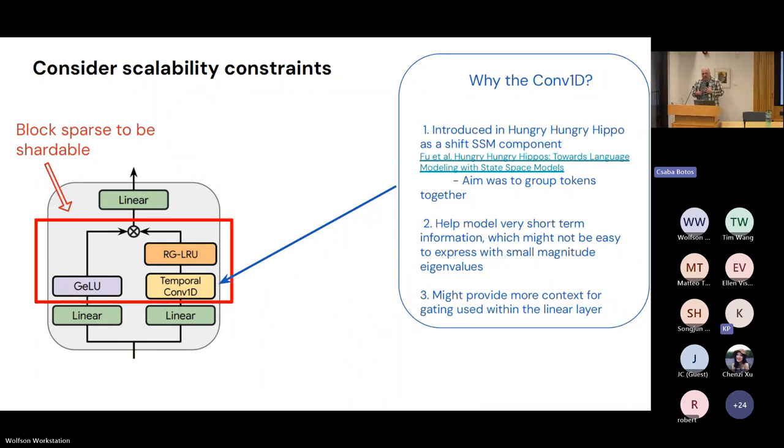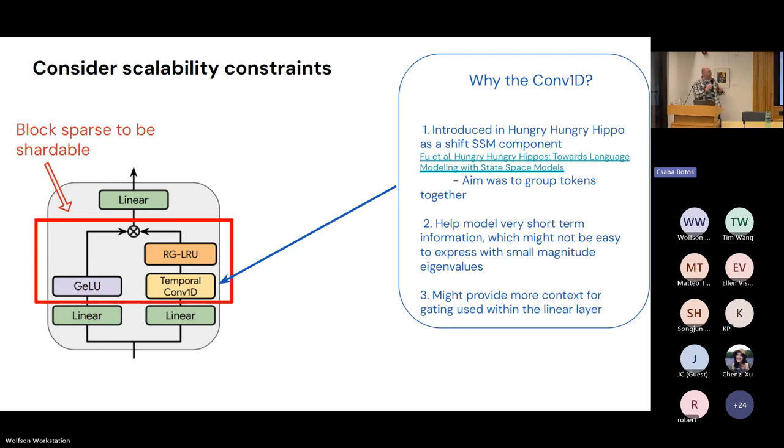The second reason is it seems that the linear RNN itself actually has a hard time modeling very short-term information for some reason. Whenever you train these systems and look at the eigenvalues that you learn, they tend to be large, closer to one. And the system seems to have a hard time to really disambiguate between the last three or four observations. So the Conv1D helps you by explicitly modeling the relationship between the very short-term information.